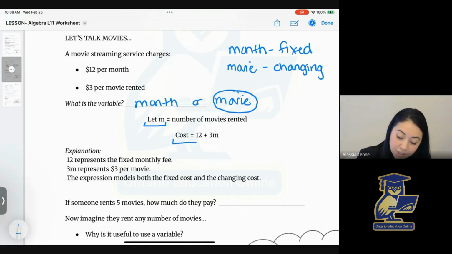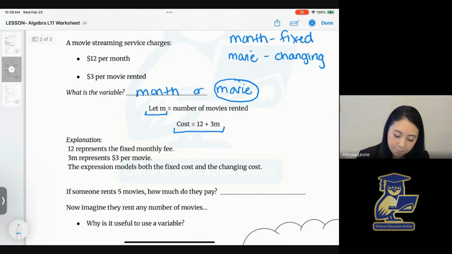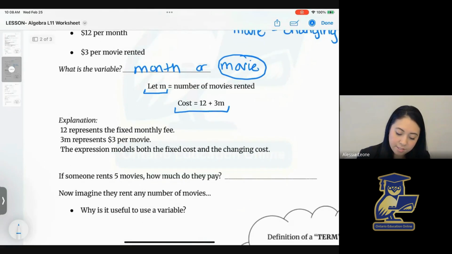That changes into this expression then. So the cost of this whole movie streaming service turns into 12 plus 3M. 12 represents the cost per month. That doesn't change. You're paying the $12 flat per month, plus $3 per movie you rent. So this expression models the fixed and changing cost.